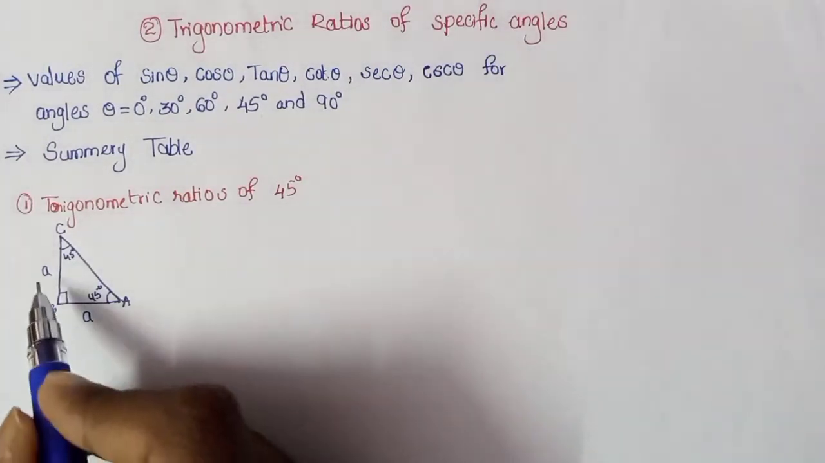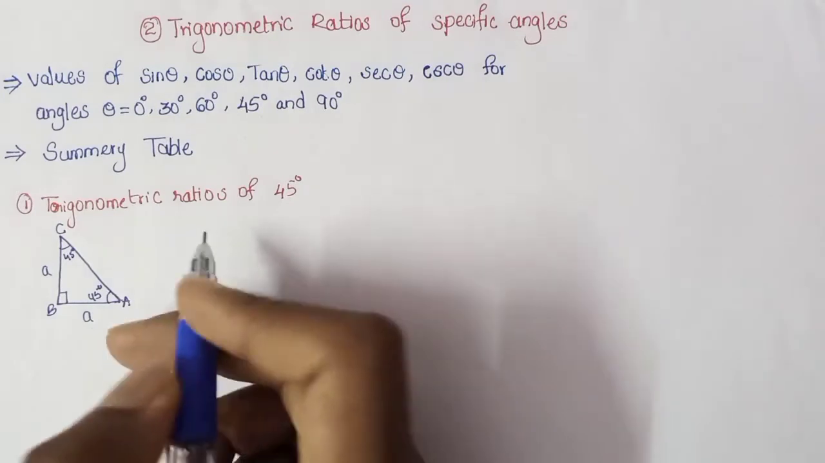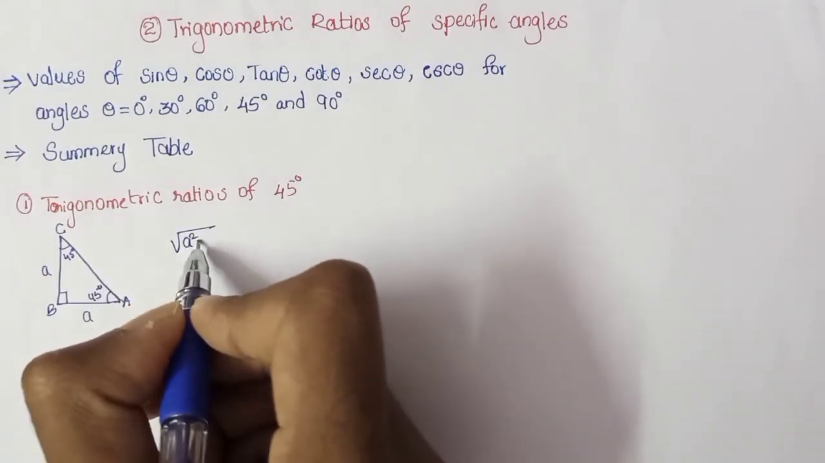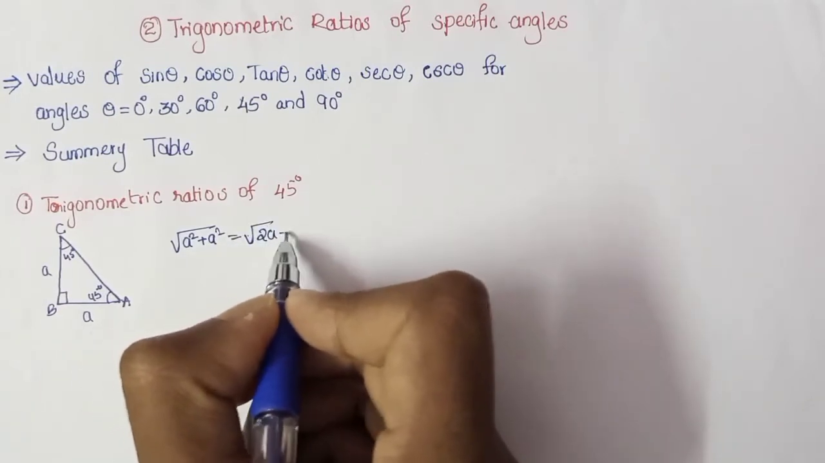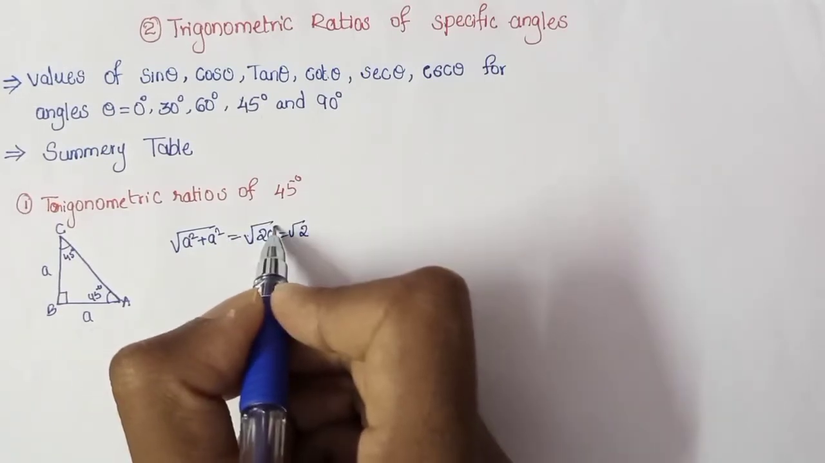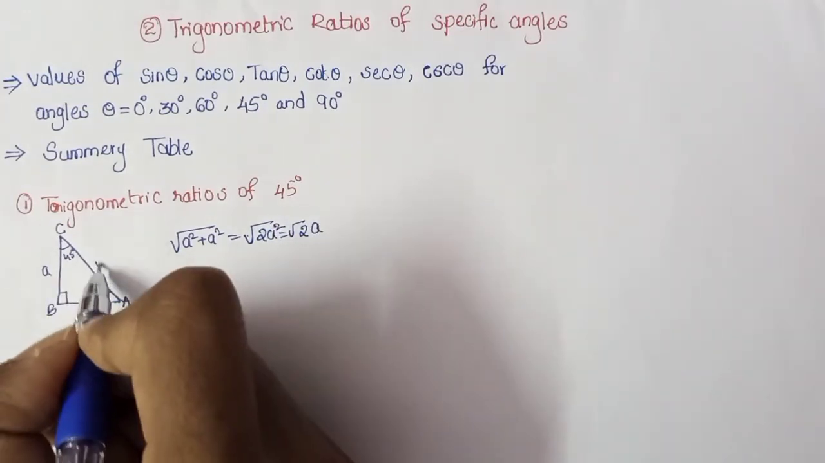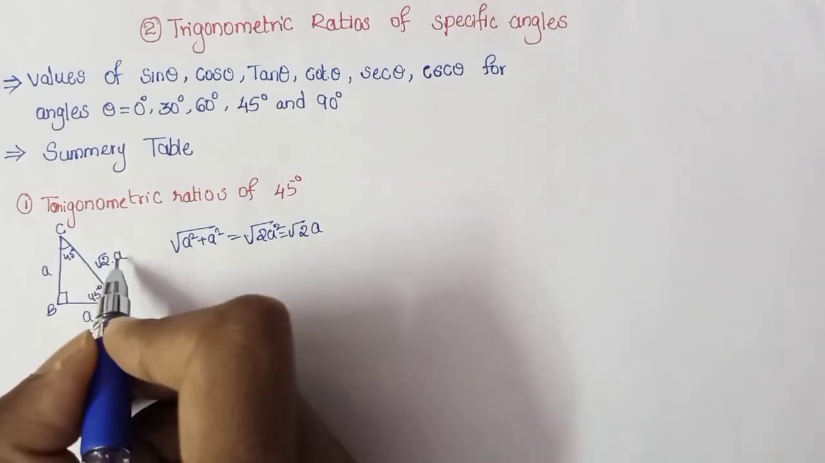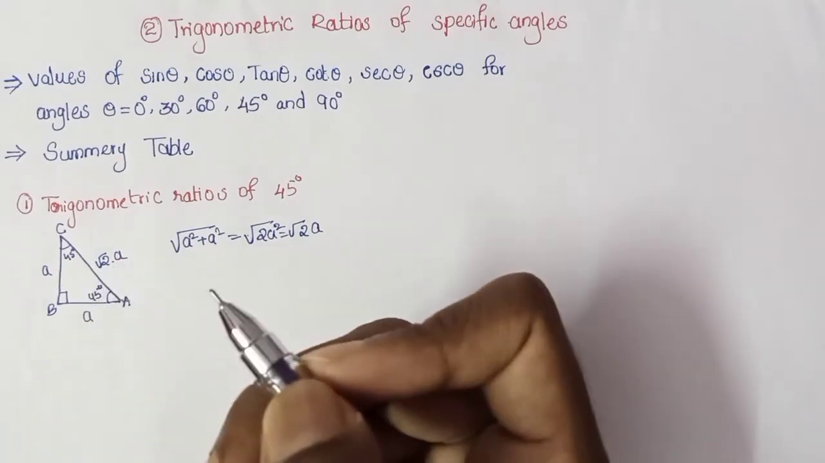So this is a right angle triangle. What is the hypotenuse? From the Pythagoras theorem, the hypotenuse is the square root of side squared plus side squared, which is root of 2a squared, which is root 2 times a. The root is only for 2, so the hypotenuse is root 2 a.